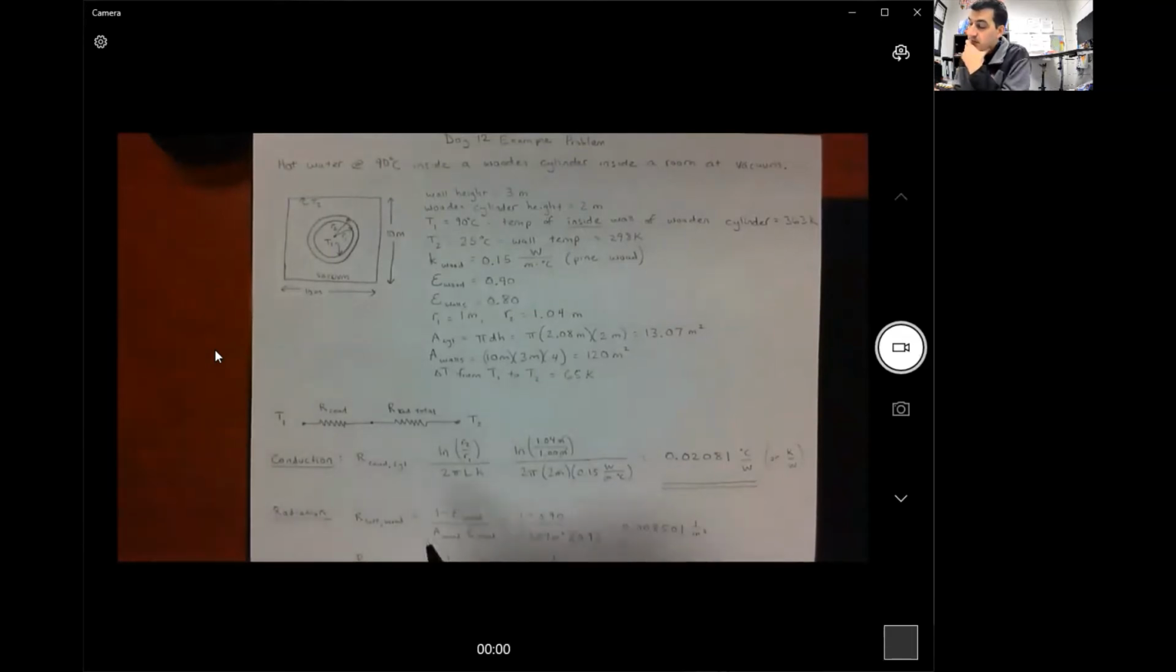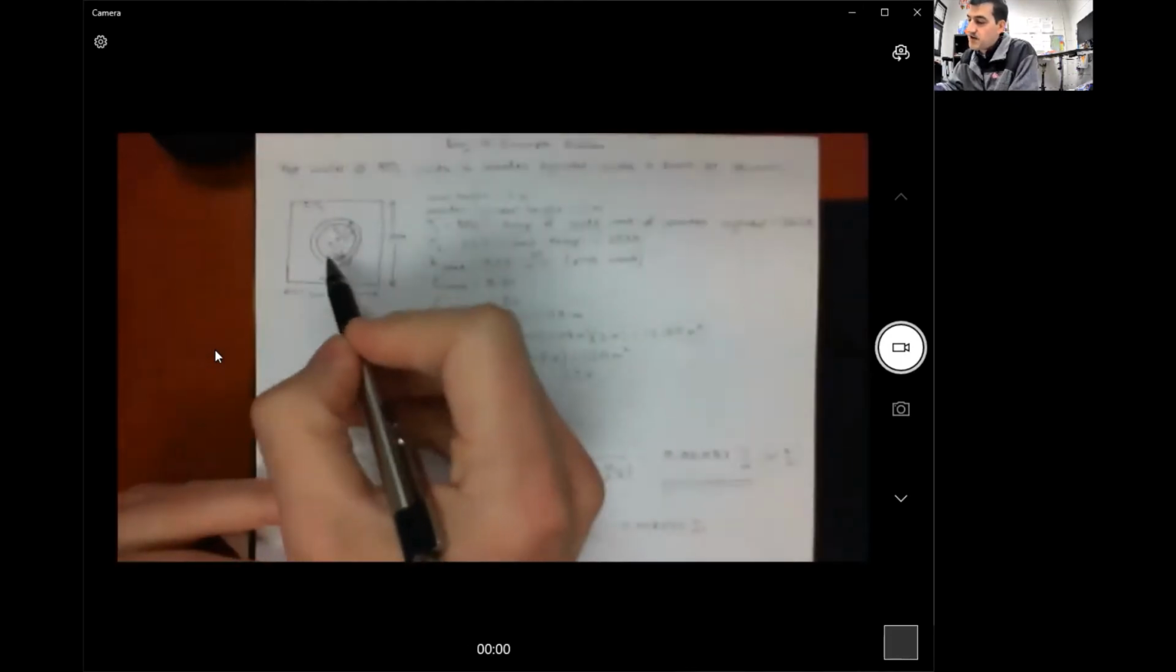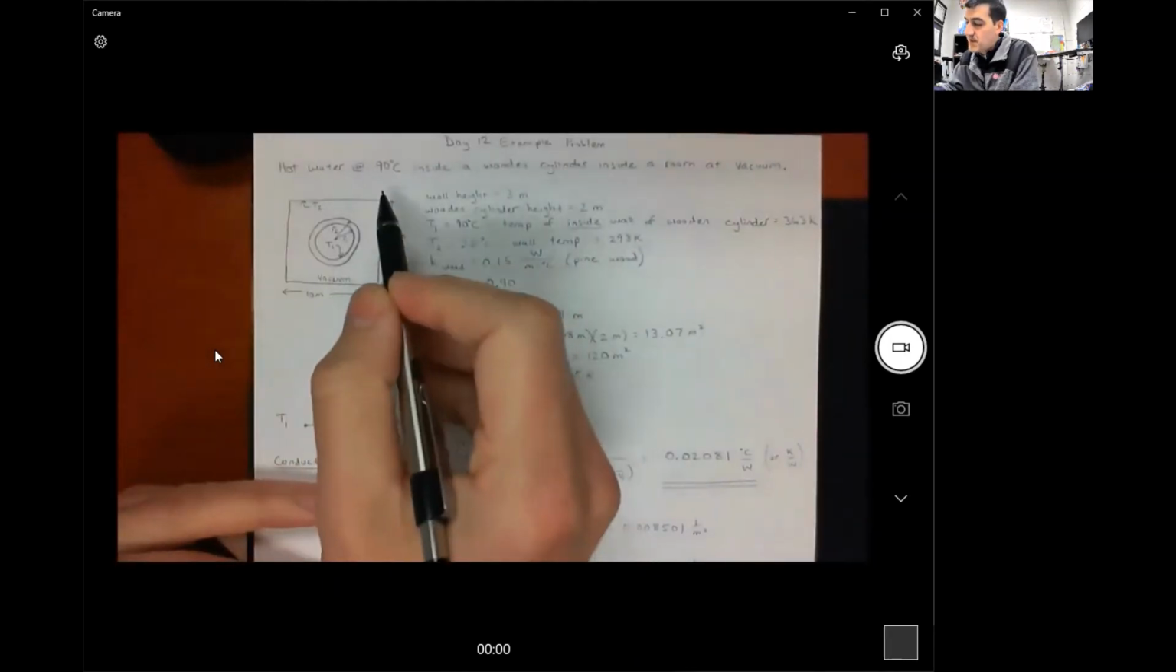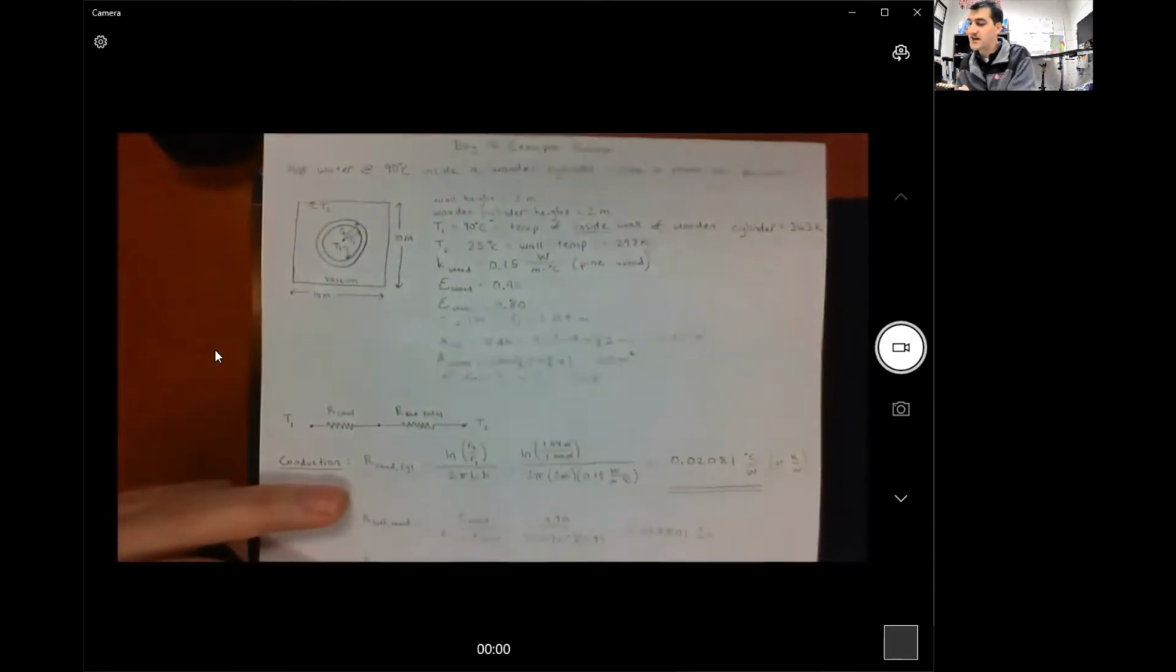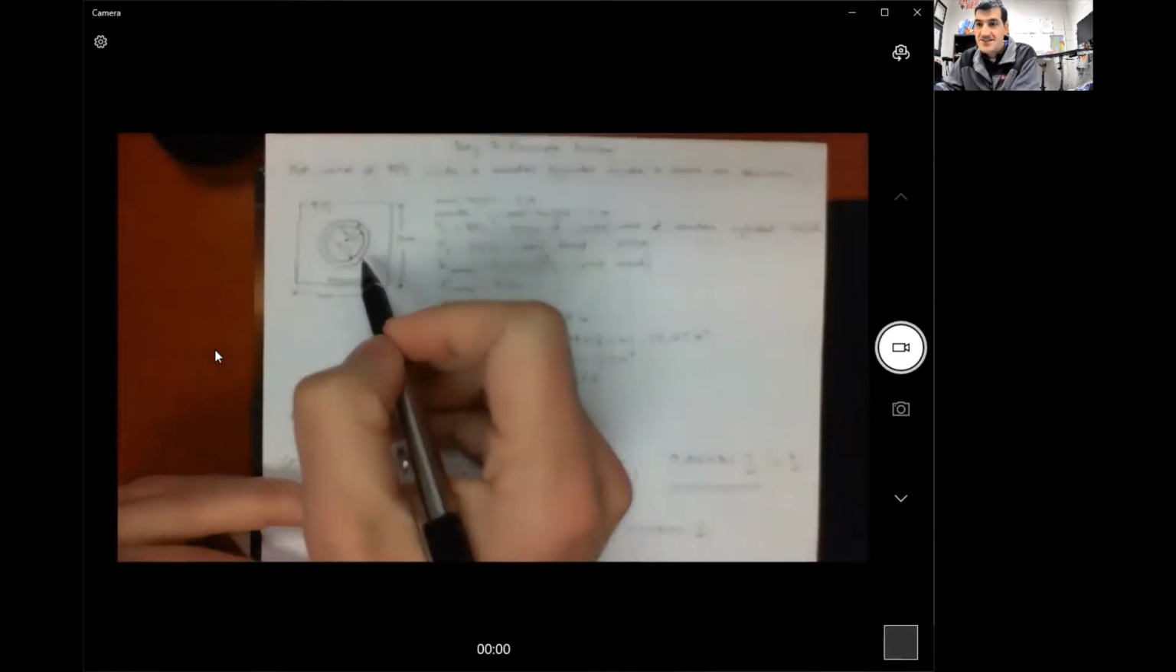So here's the problem. We've got some type of hot liquid. Maybe I'll say it's like hot cider. That sounds pretty good on a cold day. So we'll say it's like hot cider, and that hot cider is inside of a cylinder, like a wooden barrel. So hot cider inside of a wooden barrel, and that wooden barrel is inside of a room, and we're given the room dimensions. And just to make things a little bit easier for right now, we're going to say, unrealistically, that this room is at a vacuum.